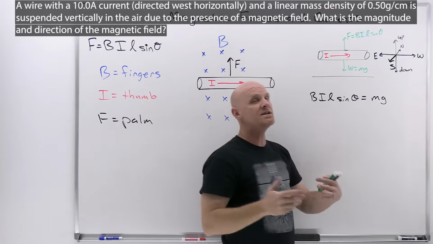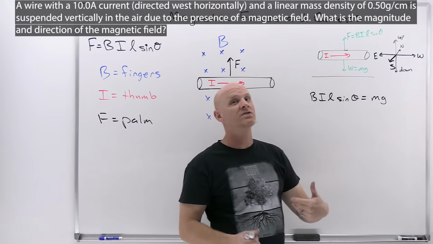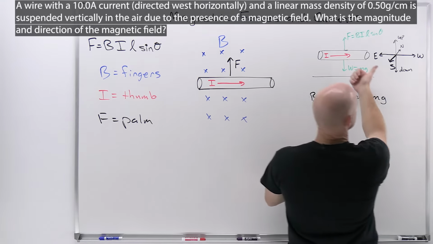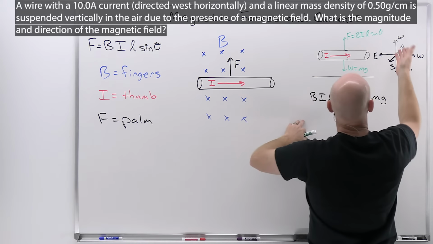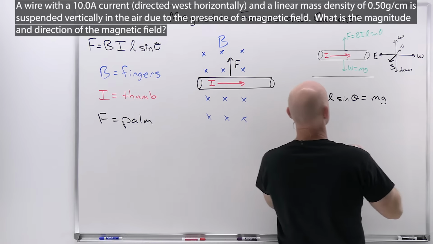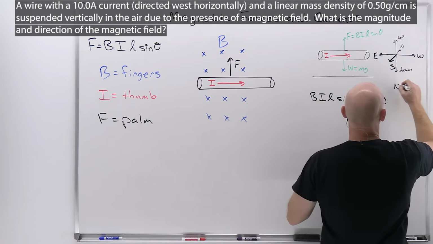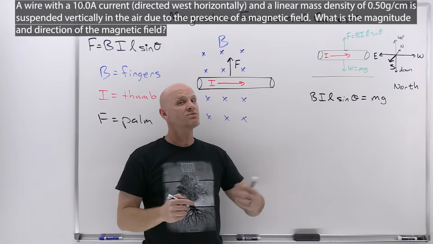But again, we don't have an into the board, out of the board situation. Things have been defined in terms of north, south, east, west, up, and down. And so in this case, my thumb points west, so my palm faces up, and that leaves my fingers to go into the board, which is north. And so in this case, the magnetic field direction is north. All right, so far so good.